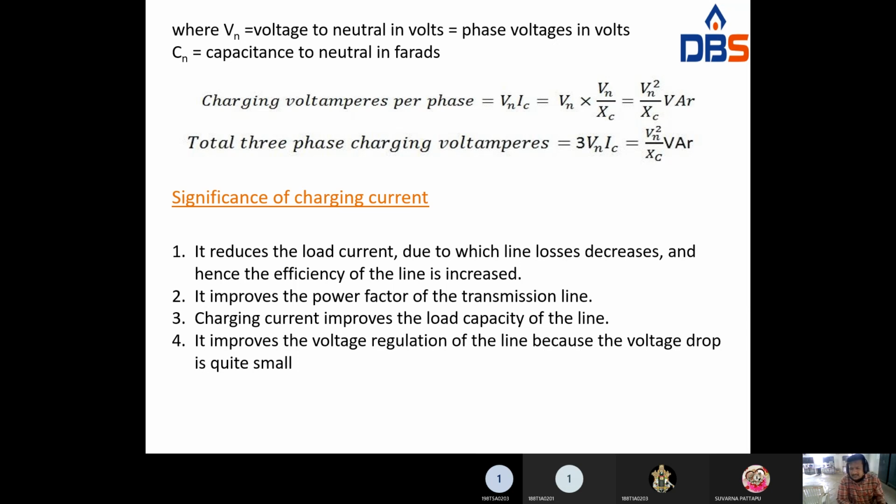Because of charging current, the load capacity will increase. Load capacity is nothing but the power delivered by the transmission line. It may increase. Why? Because losses will be reduced. That may improve the power capacity of the transmission line. Whenever it improves the efficiency, the power factor and the load capacity, the voltage regulation of the transmission line may also slightly increase. Increase in the sense that it is not 100%, it may be 0 to 10%.